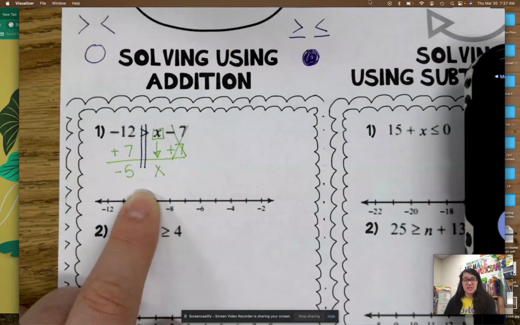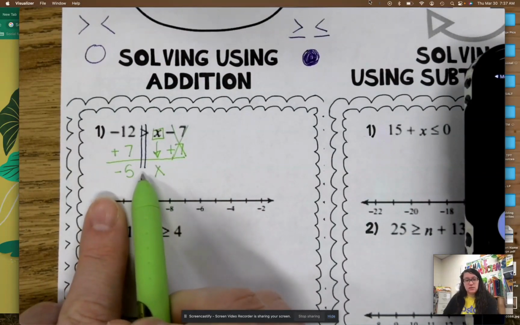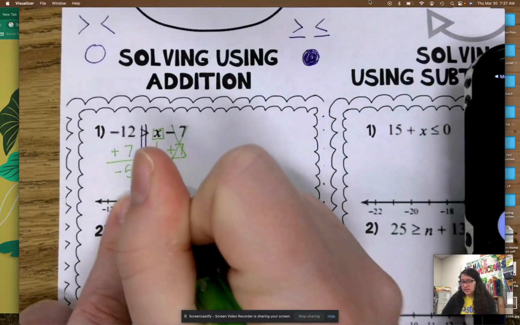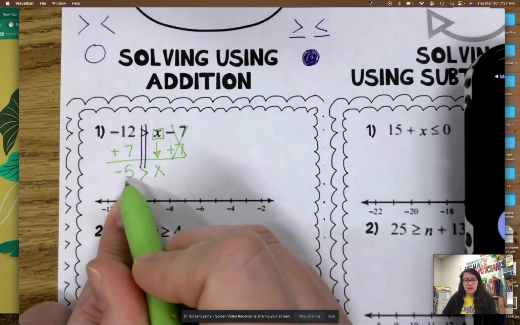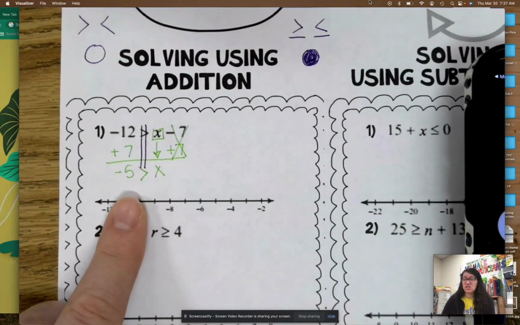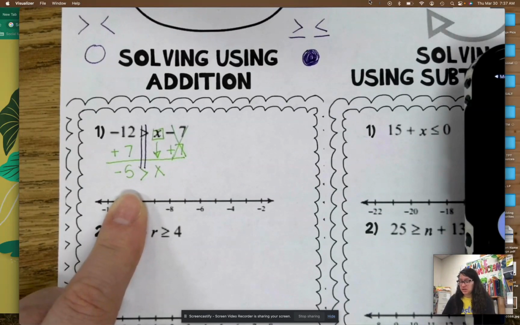A mistake that I've seen students make in the past is they want to write an equal sign here. X does not equal negative 5. Negative 5 is greater than x. They're not equal. Do not put an equal sign. Those are different symbols. They mean completely different things. You'll get this wrong if you put an equal sign.